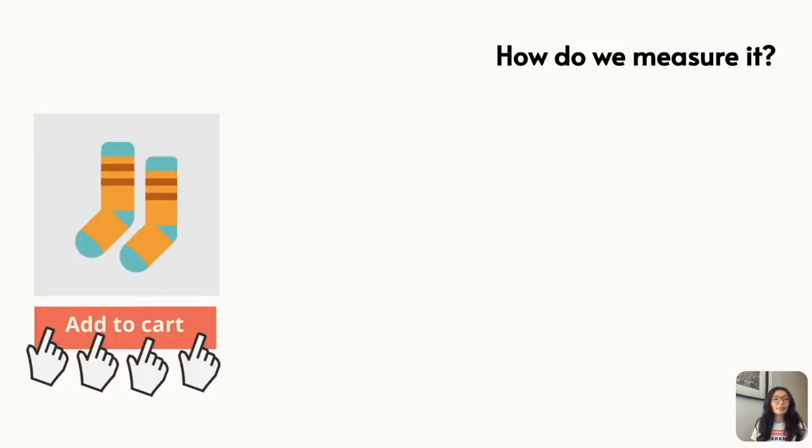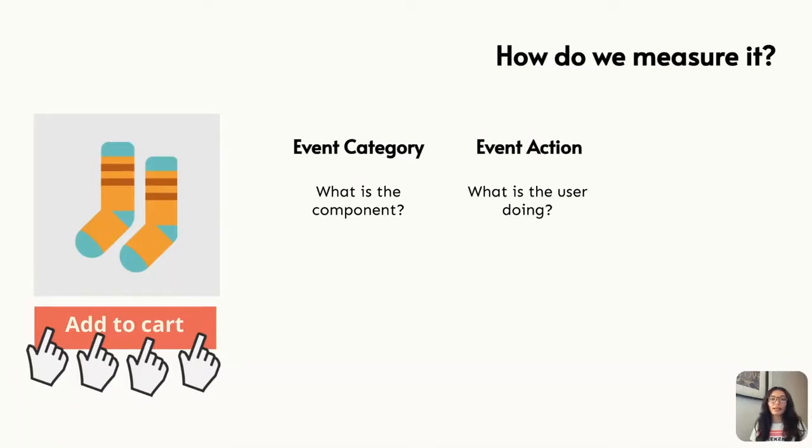So let's go back to our SOC website. Here we have a product card with an image and a call to action button. We want to understand how the Add to Cart button is performing. As mentioned in the introduction to Google Analytics, events are captured with three categories. Event category, what is the component? Event action, what is the user doing? And event label, what is the user interacting with?